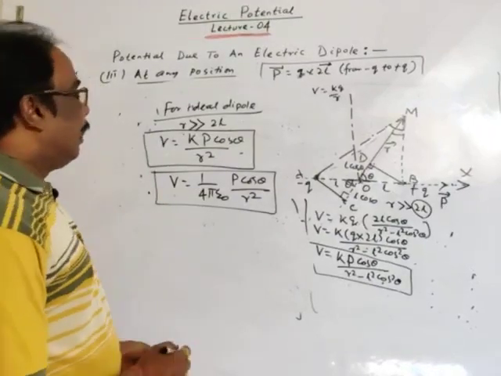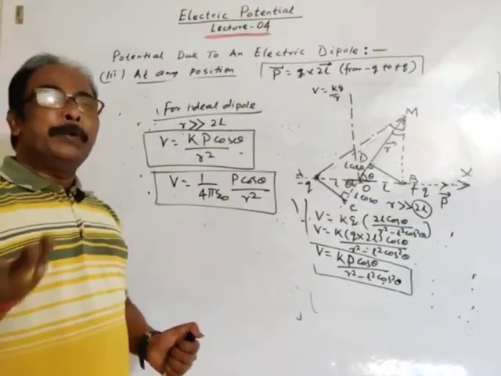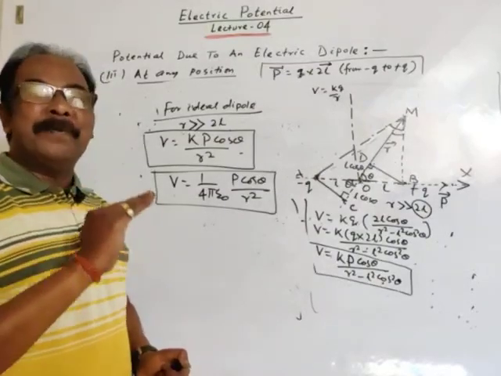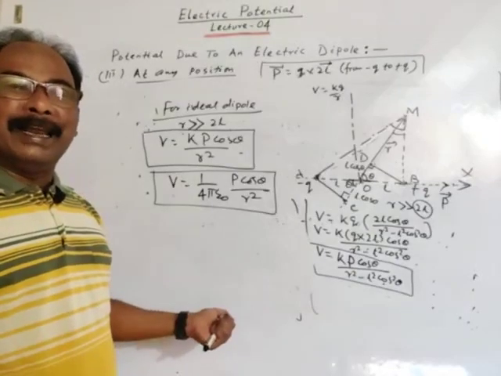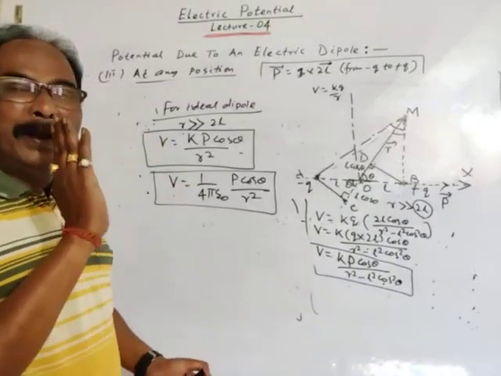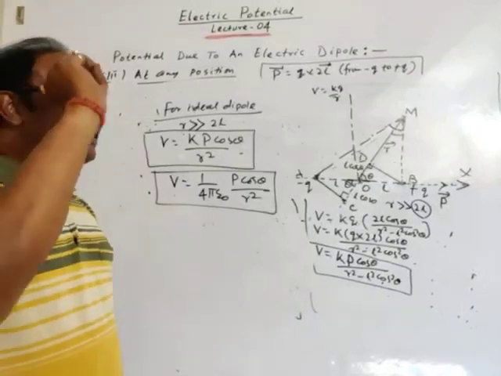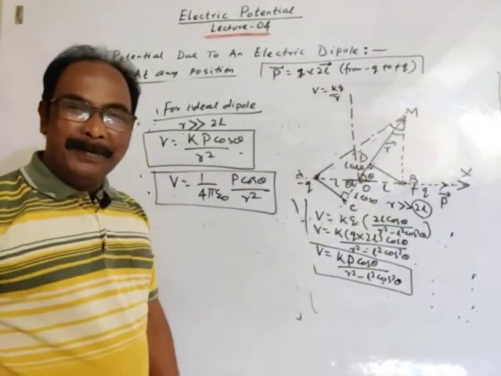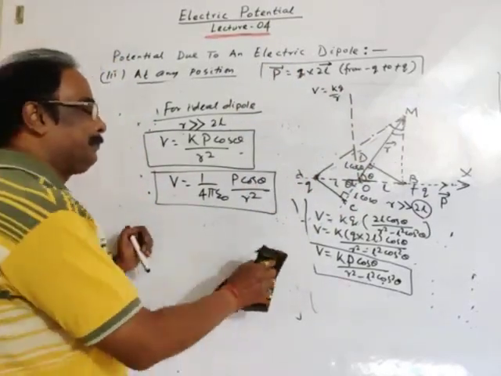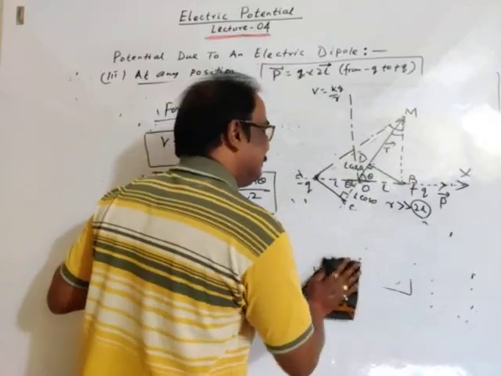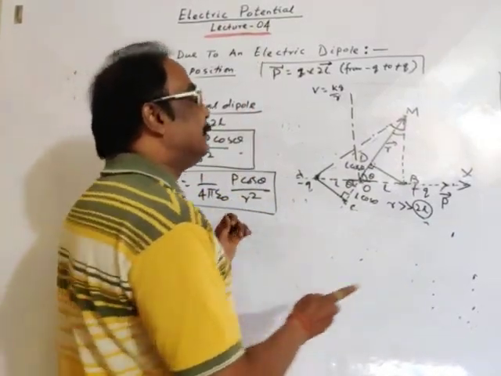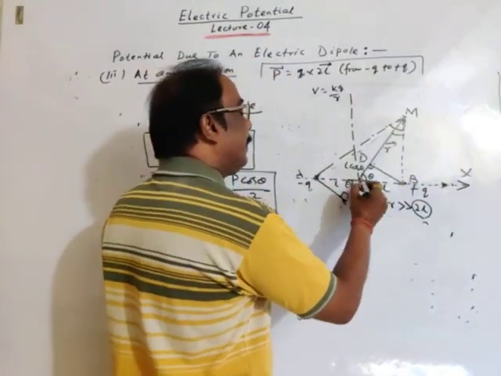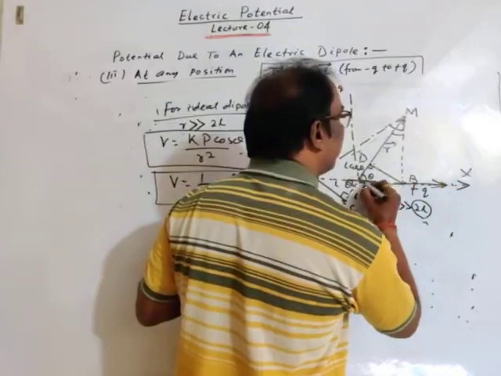Previously we have discussed potential due to a dipole at any point on the axial line and potential due to a dipole at any point on the equatorial line. Distance is always measured from the center of the dipole. Now, if we consider any point on the axial line, then this will be the direction of the position vector.